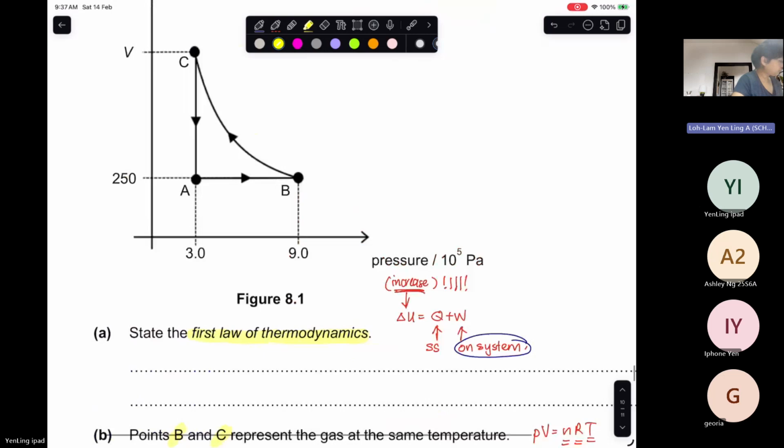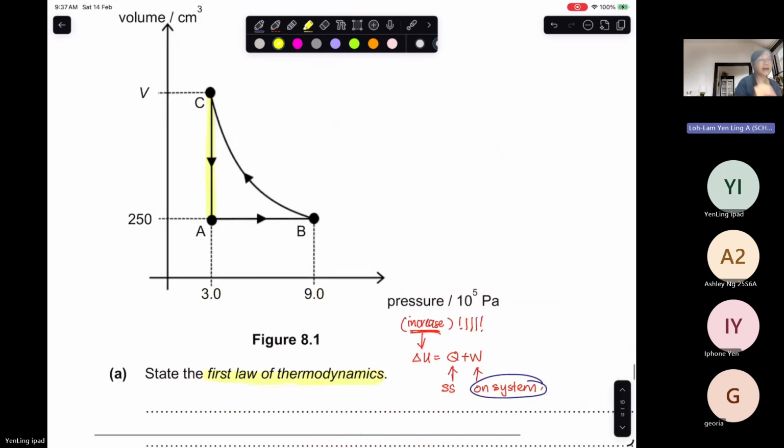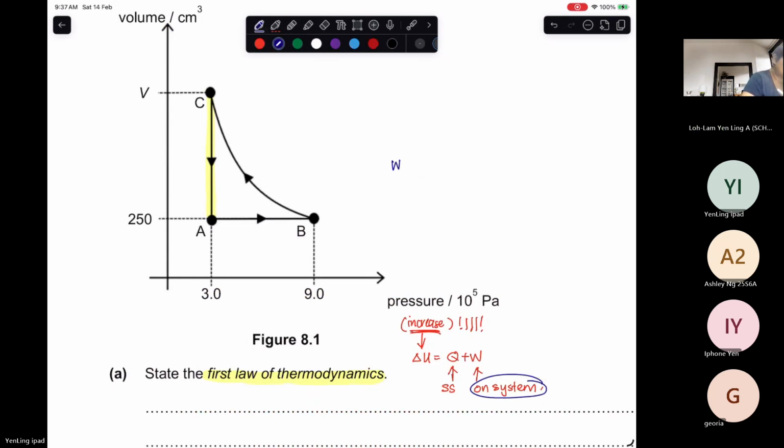Determine the process for process CA. Okay, this is the process. Now, this is area under what? PV graph. So if you look at work done, work done is integral P dV. This is supposed to be on the y-axis, and this is supposed to be on the x-axis. All right. But if you look at it, this is your y-axis now, and this is your x-axis. So where's your work done? Your work done is this portion.